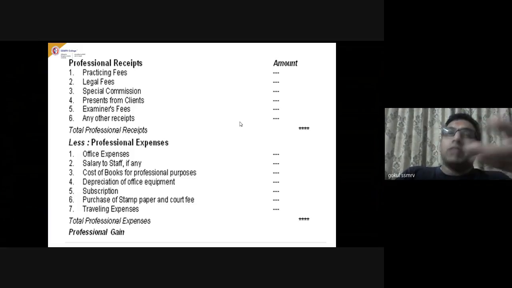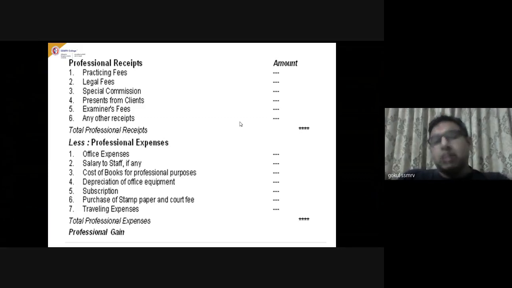Next is examiner's fees. If he is part of any examination committee and he's setting some question papers, then that also becomes a professional receipt. Please remember, if he is working as a lecturer or a teacher somewhere, that doesn't become part of this because that becomes part of his salary. Then any other receipts. So that is your professional receipts. So the total is called your total professional receipts.